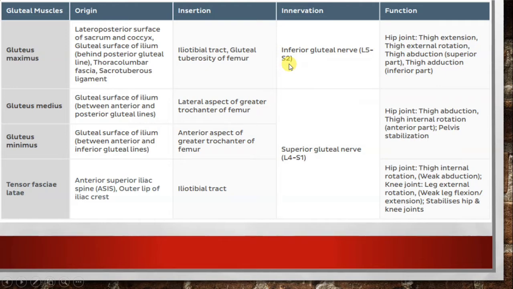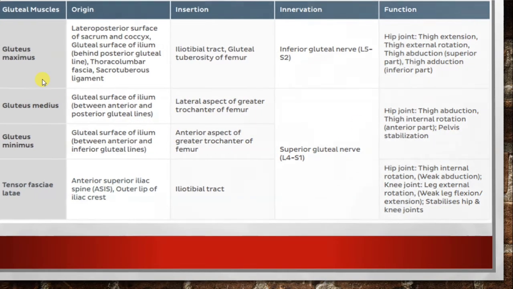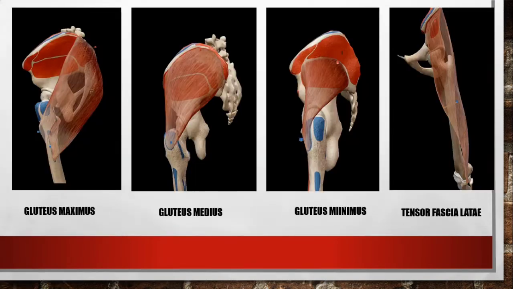Innervation: it is innervated by the inferior gluteal nerve, arising from the spinal cord L5 to S2. The function of the gluteus maximus is particularly at the hip joint, that is thigh extension, thigh external rotation, or we say lateral rotation, thigh abduction, and thigh adduction. The inferior part does adduction. So we'll see the gluteus maximus in this picture.